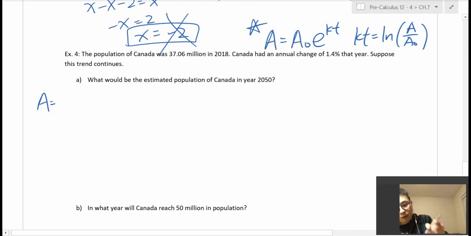Given that A naught, that's the population in 2018, times e to the power of k. We don't know k, but we do know the time is going to be 32 years. Okay, so 32, but we don't know the value of k yet. So to find the value of k, we need to use this formula right here.